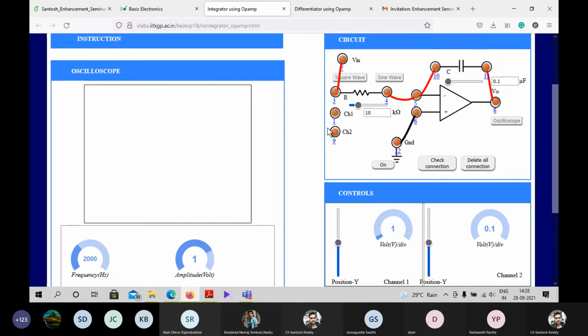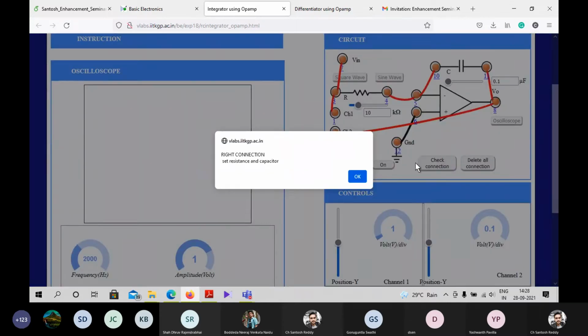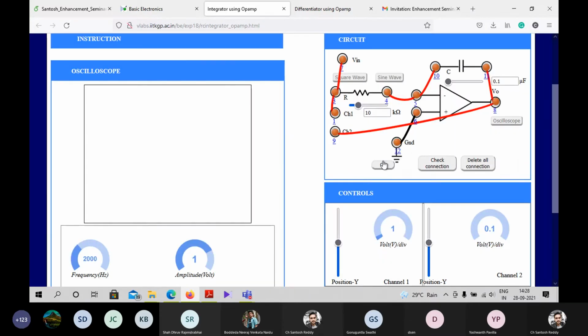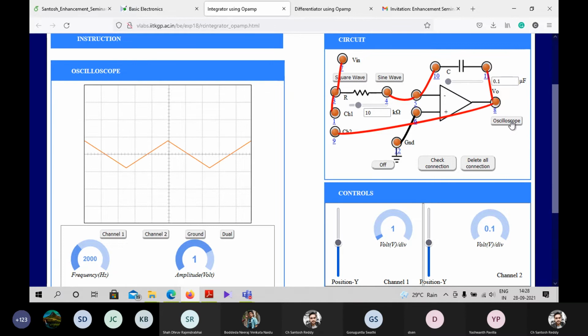Here we have the oscilloscope's two channels. One channel is connected to the input terminal, and the other is connected to the output. Let's check our circuit. Yes, it's the right connection. Then I fix our input resistance at 10 kilo ohm and capacitance at 0.1 microfarad. Then I switch on my circuit. I gave a square wave as the input. On the oscilloscope, you can see that the output is triangular.